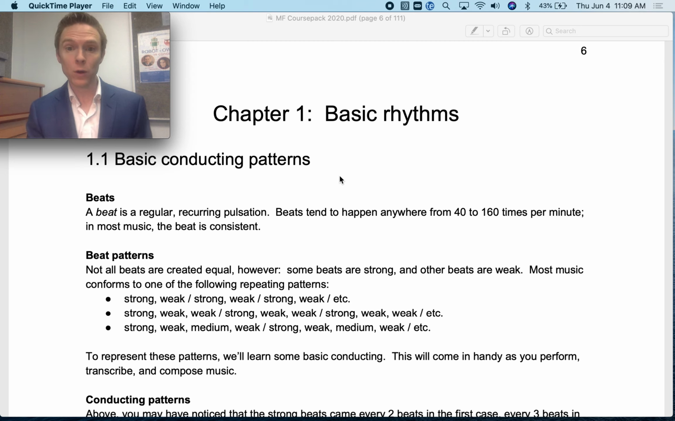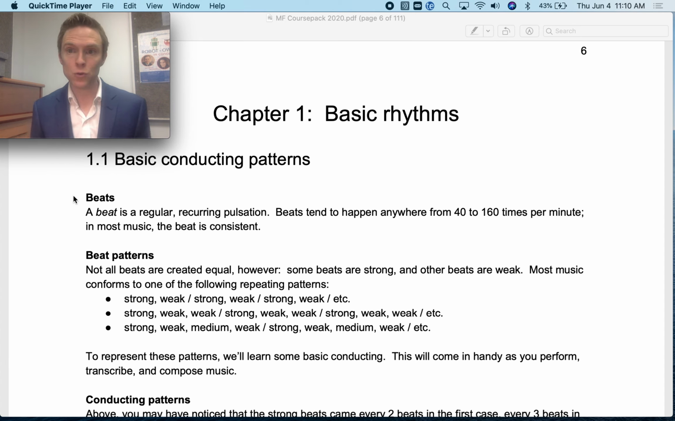So the first thing we're going to do is to talk about beats, which you can see as our first little subject here. This is a term that I'm sure you've heard before, you might already be familiar with. A beat in music is a regular recurring pulsation. It's what you would clap along with, it's what you would tap your foot to, it's what you would dance to. So a beat in music, steady pulse.